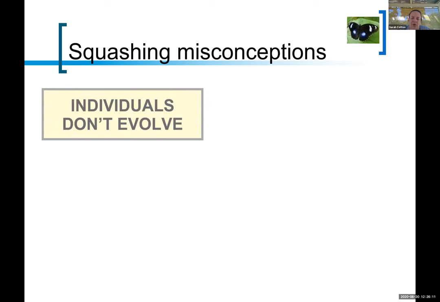Okay, so it is very important that you realize individuals don't evolve, at least not in a biological sense, right? So yes, you do as a person, right? But in a biological sense, it is not individuals who evolve. Who does evolve in a biological sense? What unit evolves? Excellent. Okay.